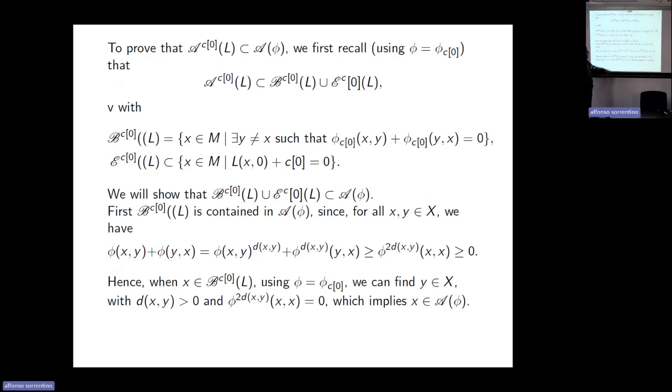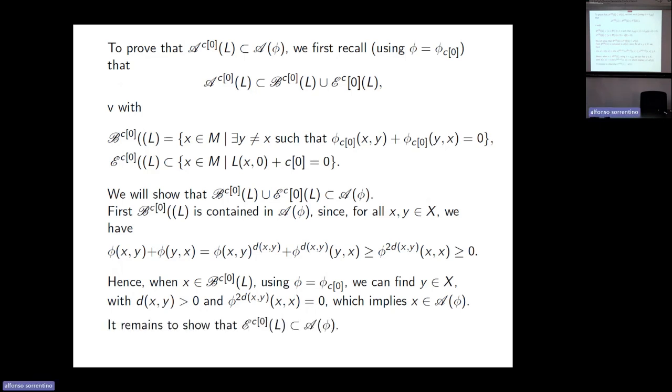Now, if x is in BC0L, we can find then y. So this will be with this 0. So we will get that this is 0. Okay. But y is different from x, so the distance is positive. So we found an eta positive such that phi eta of xx is 0, so x is in Fi. So this shows it.